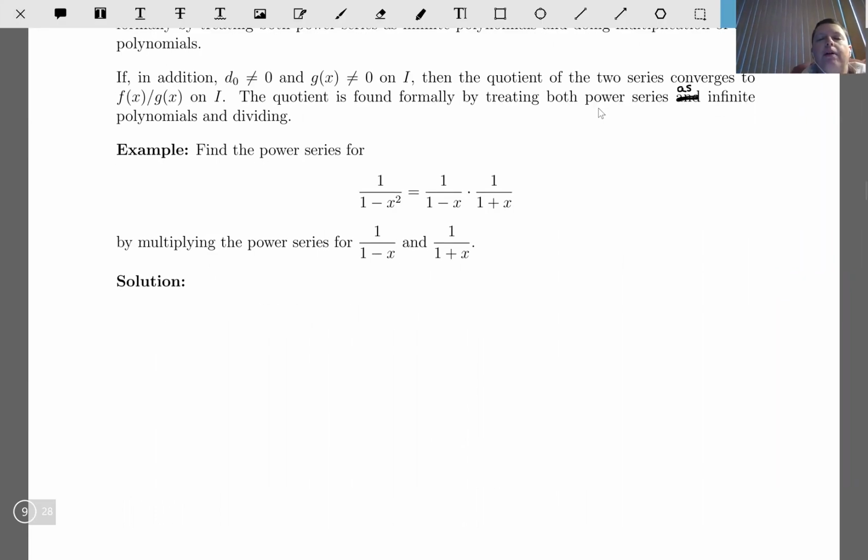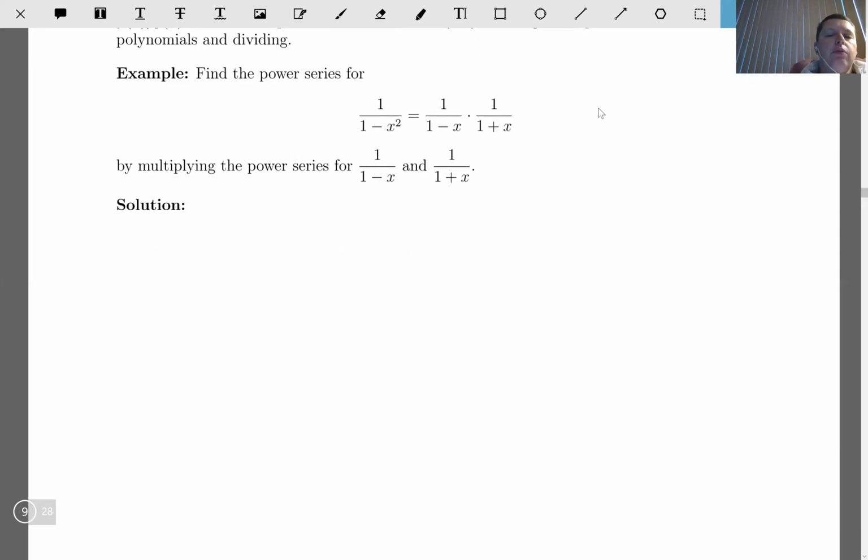Let's find the power series for 1 over 1 minus x squared by multiplying the power series for 1 over 1 minus x and 1 over 1 plus x. So we know from the examples in the previous video, 1 over 1 minus x is going to be the summation n going from 0 to infinity of x to the n.